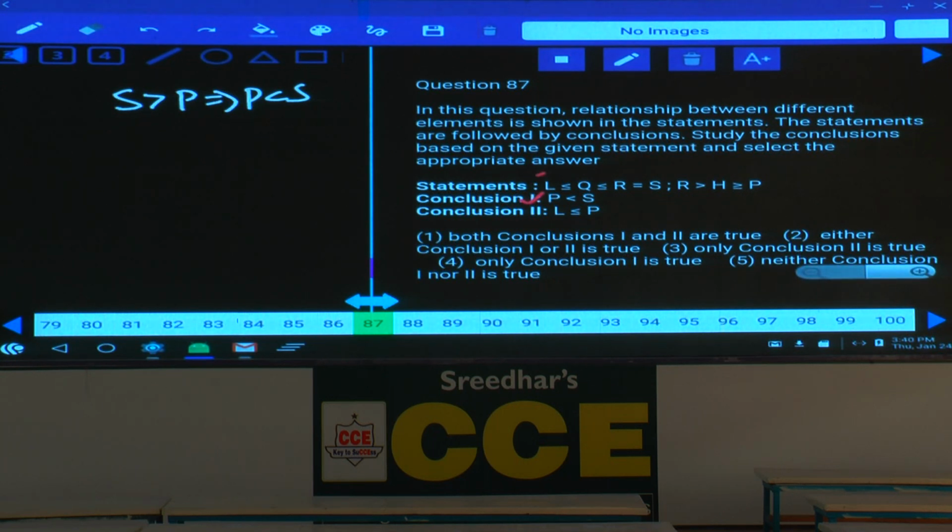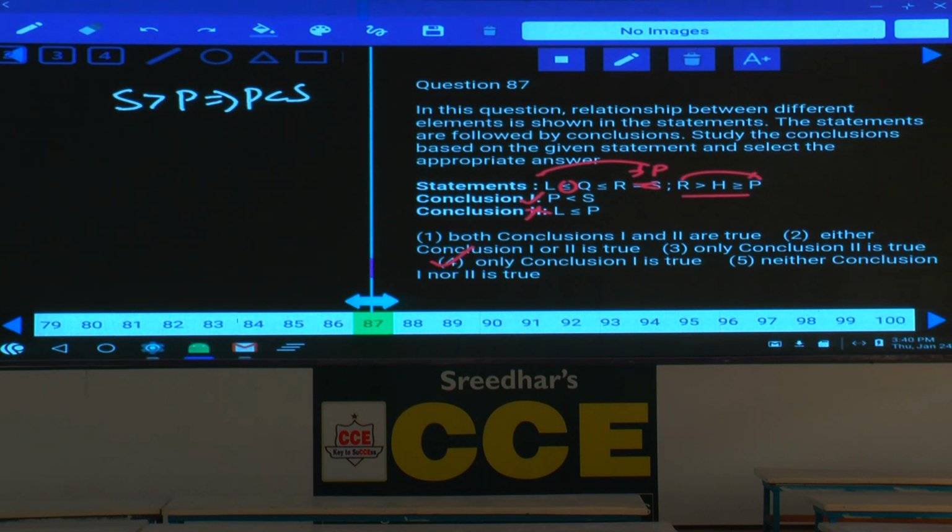L is here, P is here, and the letter which is common between these two is R. Hence R is here. Now between R and P, R greater than P is the final conclusion. Now between L and P, if you observe here, there is one lesser than and one greater than, two opposite symbols, hence no relation can be drawn between these two. Then what is your answer here? Only conclusion 1 is true, choice 4.